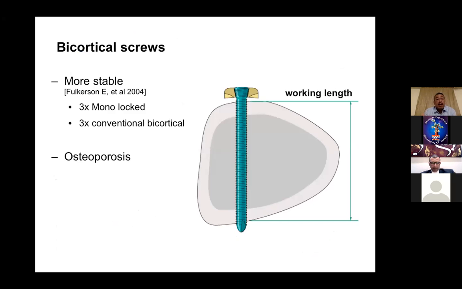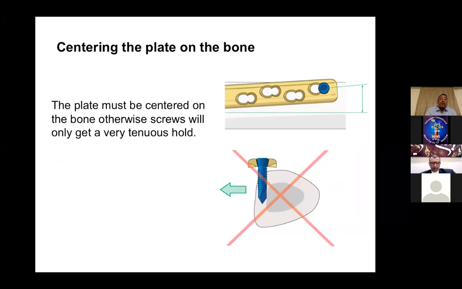They are 3 times more stable than the mono-locked and 3 times more stable than the conventional bicortical. Take into consideration to center the plate on the bone. Otherwise, if you have the plate eccentric on the shaft, you will get, again, very little purchase of the cortex.